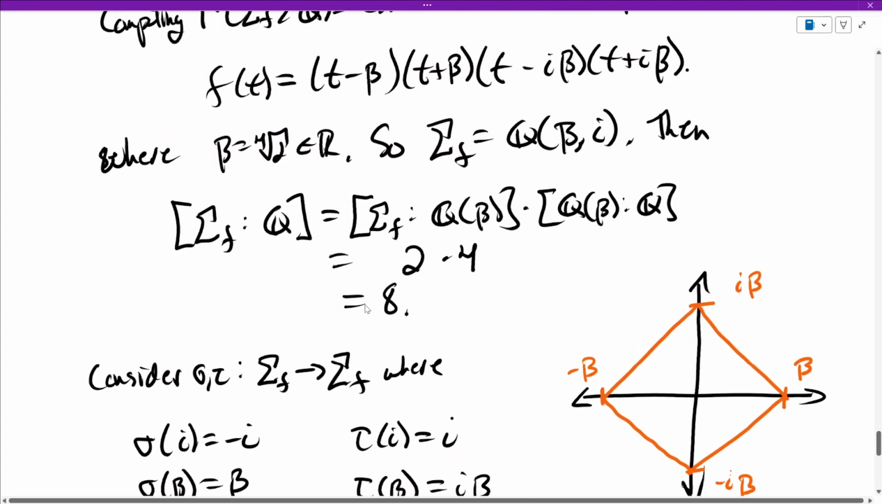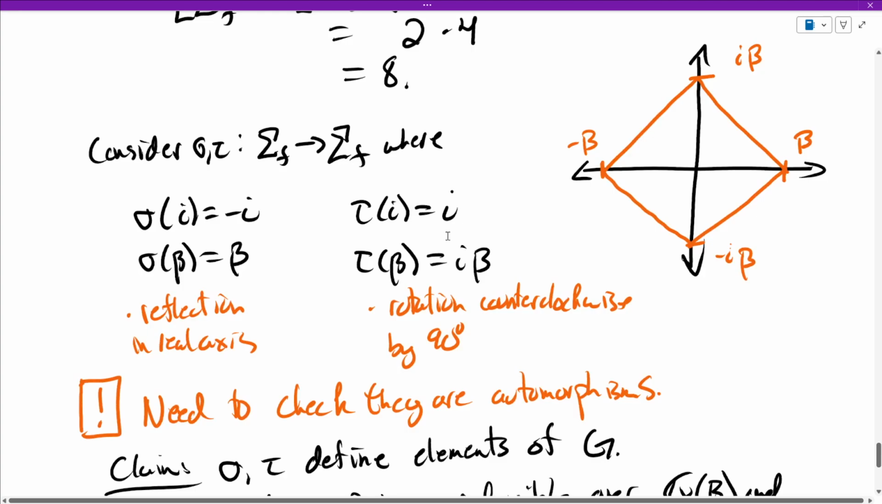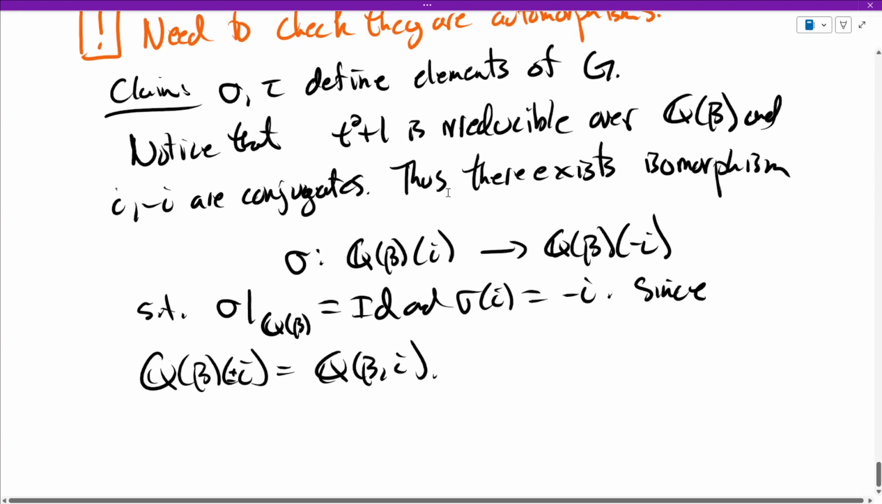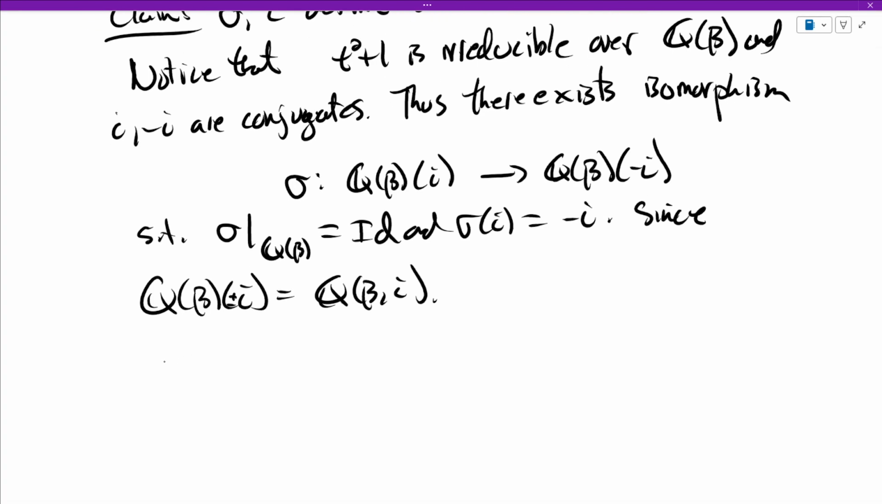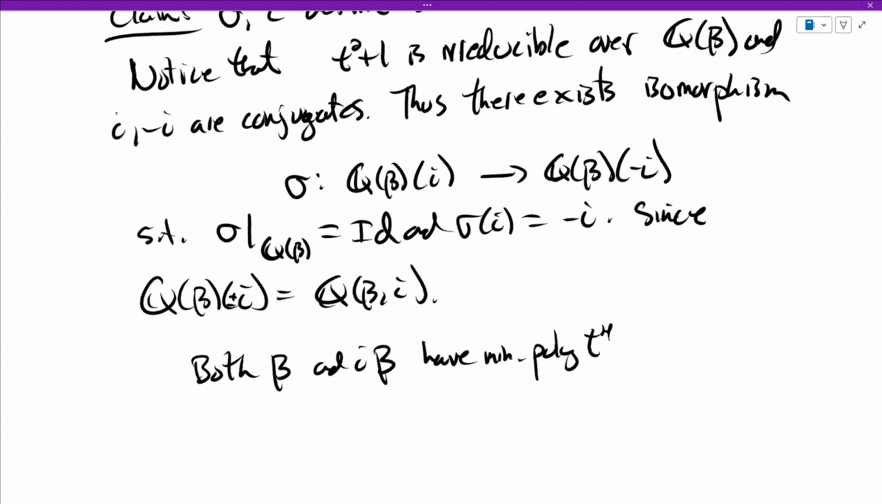Because remember, this extension is degree 8. That would be a terrible check. Absolutely terrible. Now, why does tau exist? Well, let's say like this. Both beta and i beta have minimal polynomial t to the fourth minus 2 over Q.